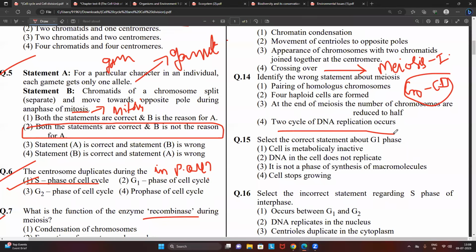Two cycles of DNA replication occur. That cannot be possible, right? Only one round of DNA replication takes place. Very good.